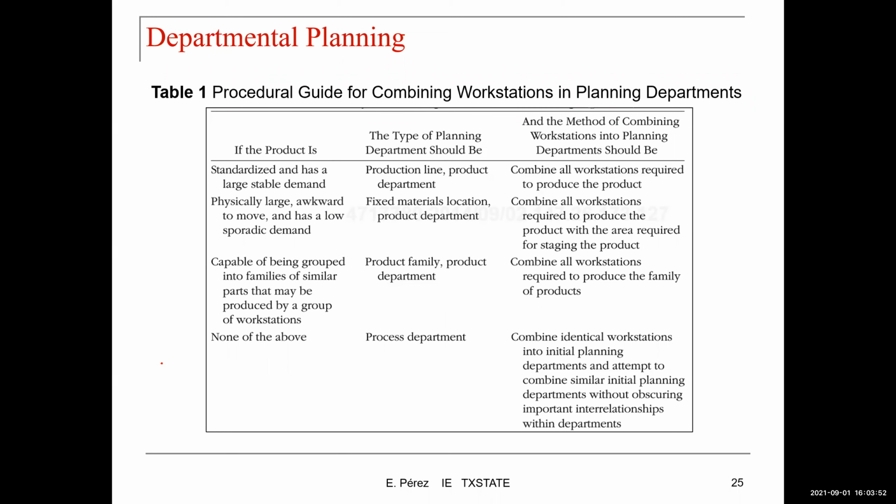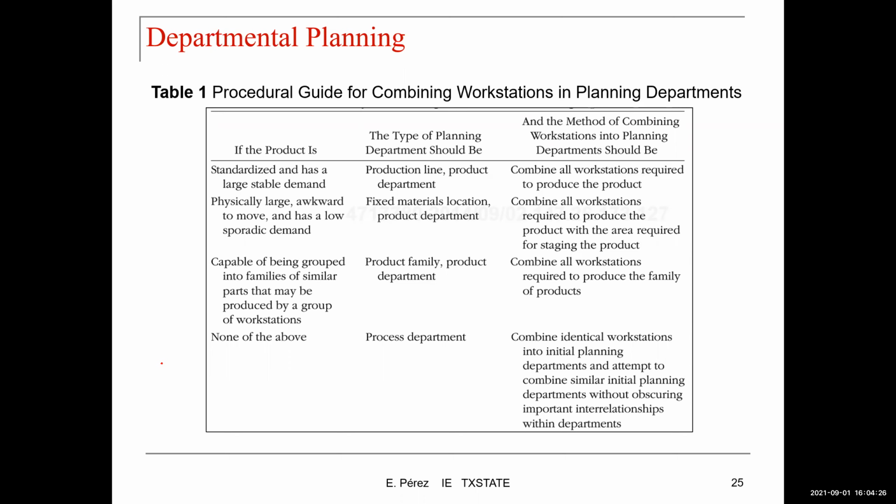line or product department. And the method for combining workstations into planning departments should be to combine all workstations required to produce the product. For example, when I was working for Johnson & Johnson, we had a Tylenol product, right? That has a very standardized Tylenol. Everybody knows about the product, with very high volume, right? So for that volume in terms of demand.